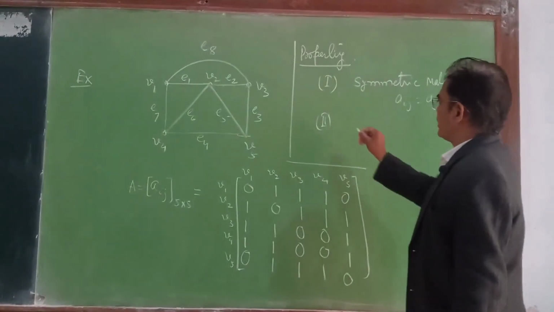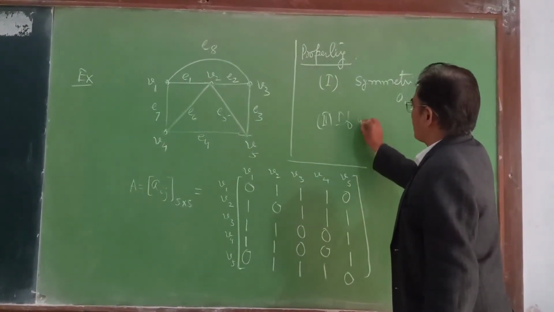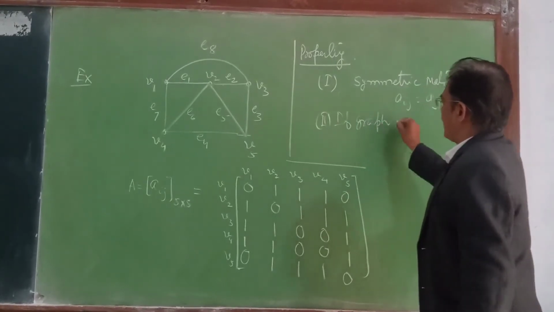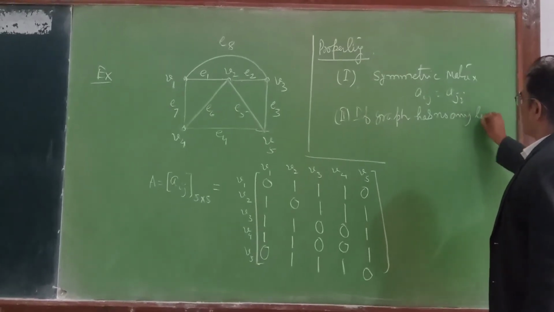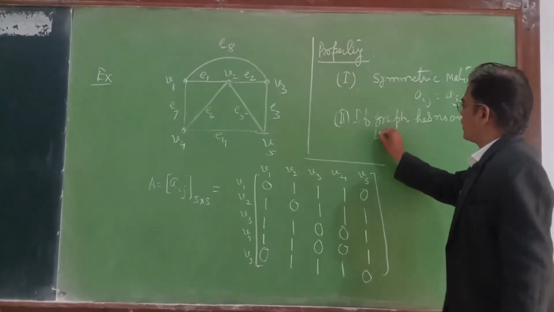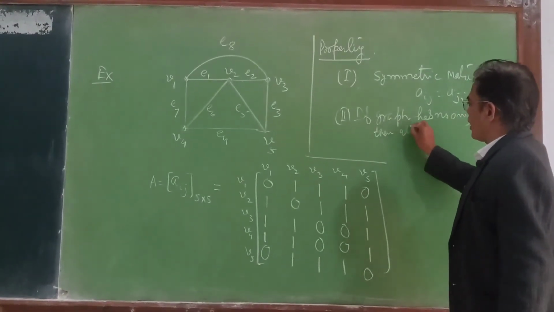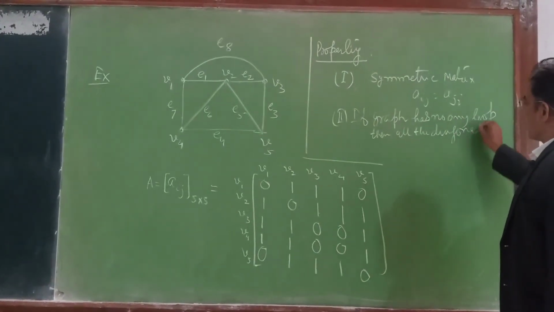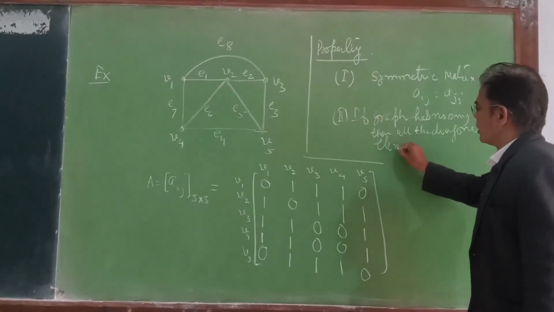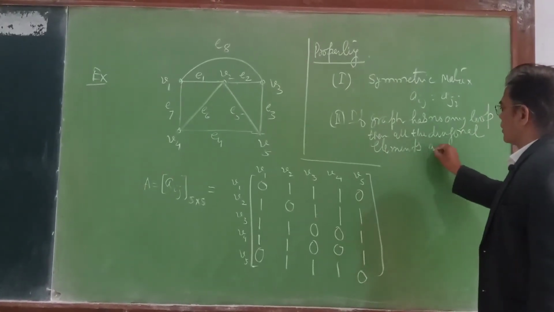The second property is, if the graph has no loop, then all the diagonal elements are 0. Here all the diagonal elements are 0. So the second property is if the graph has no loop, then all the diagonal elements are 0.